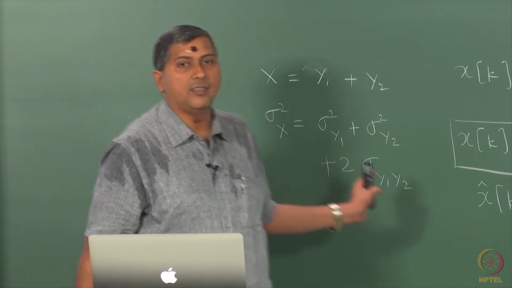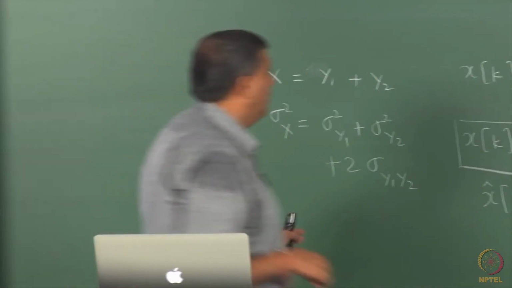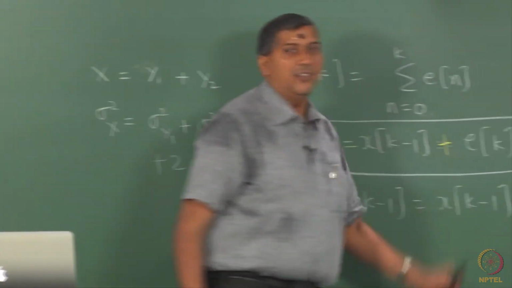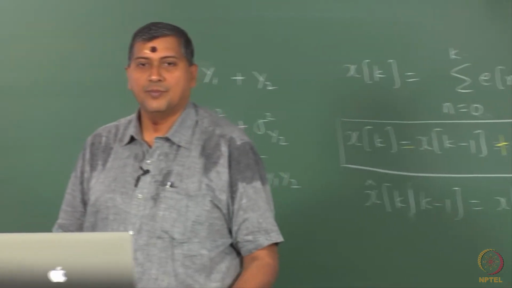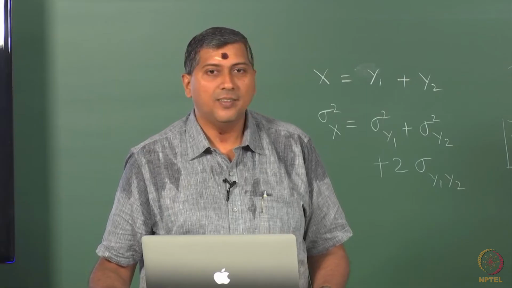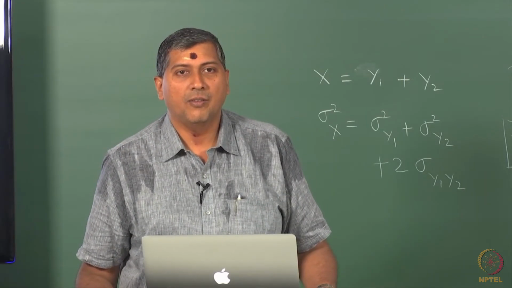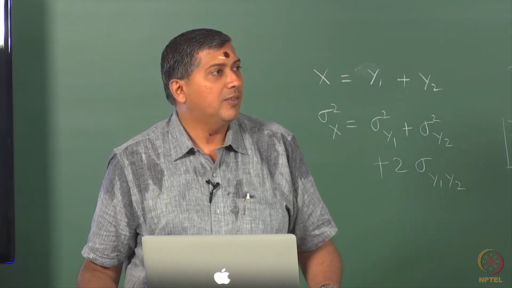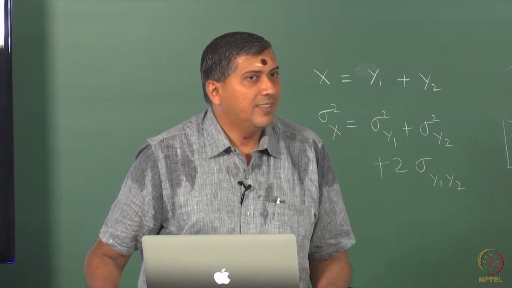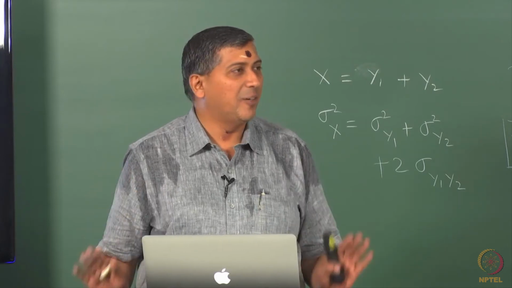Now, you can extend this equation to n variables or k variables. Apply this to find out the variance of xk. K times sigma square e. Why? What happened to the covariance? They are independent. The e's are independent. Did I say independent? At the moment it is uncorrelated.